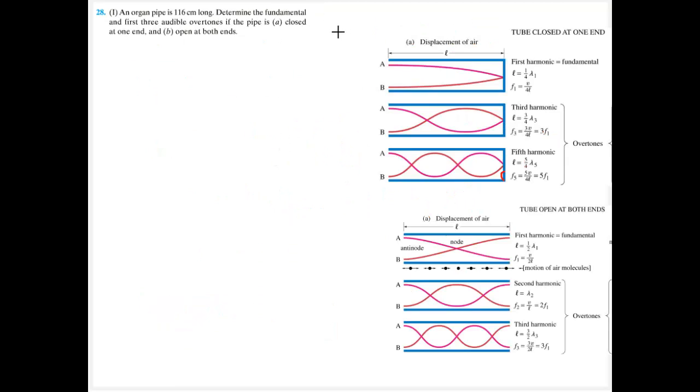For number 28, I have an organ pipe that's going to be 1.16 meters long, and I'm looking for the fundamental frequency as well as the first 3 audible overtones for, in part A, a closed pipe. So looking through the book, I find a tube closed at one end, and I can figure out the fundamental, and then it's only going to have odd harmonics, so 1, 3, 5, 7, 9, and so on.